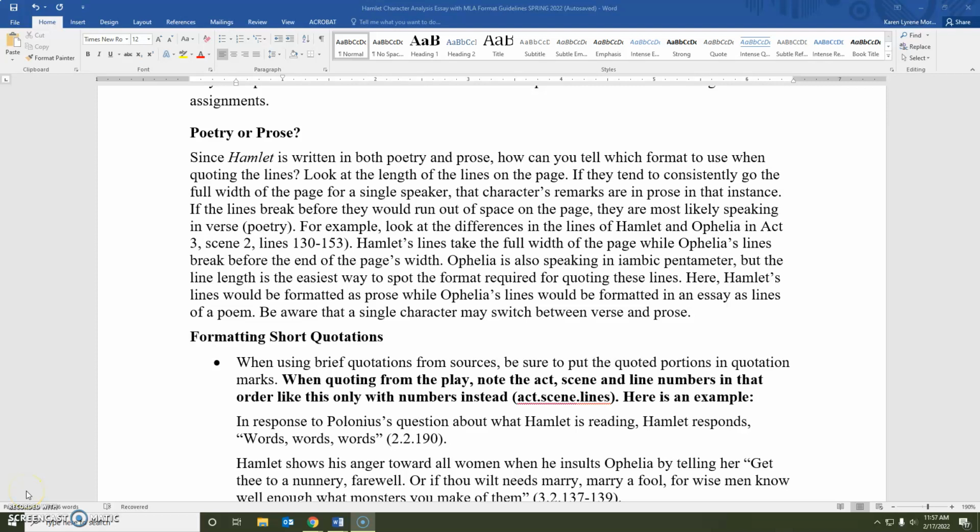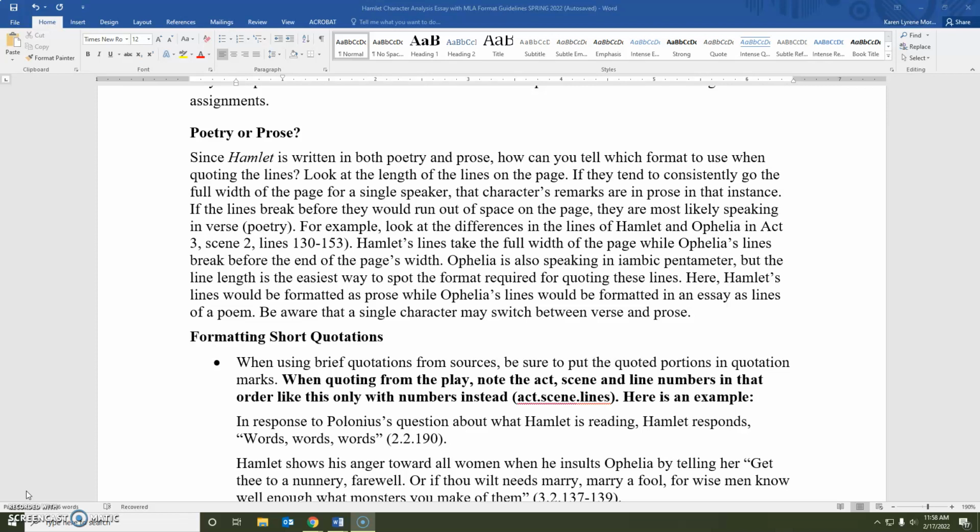For quoting Shakespeare, you will need to decide whether you are quoting in verse, which is poetry, or if you are quoting prose. One way to tell the difference is just to look at the page and see if the lines go all the way to the end or if they're broken up a bit. Another way you can tell is by looking to see if there is a particular rhythm for each line.